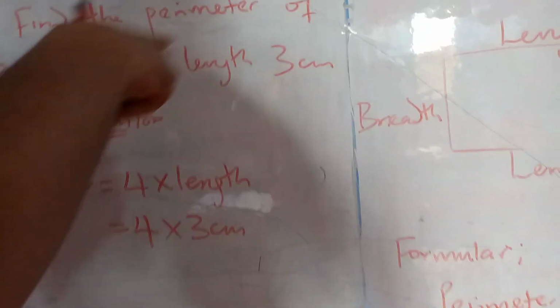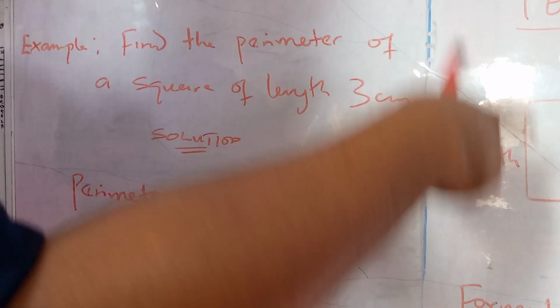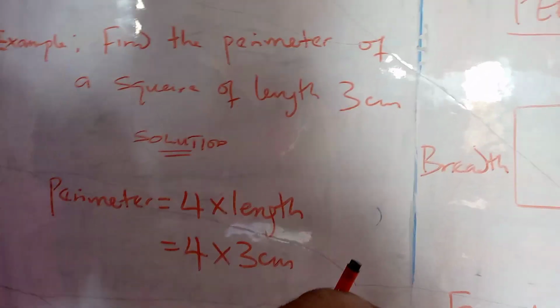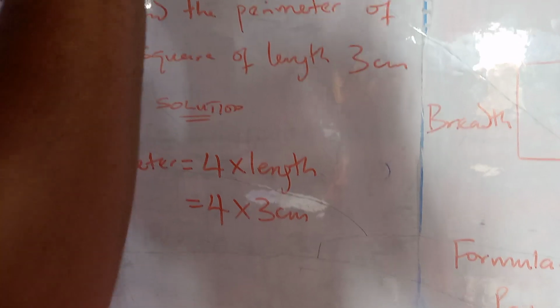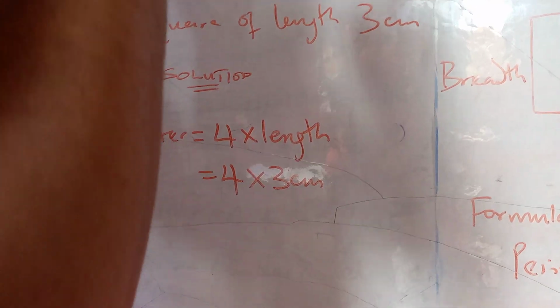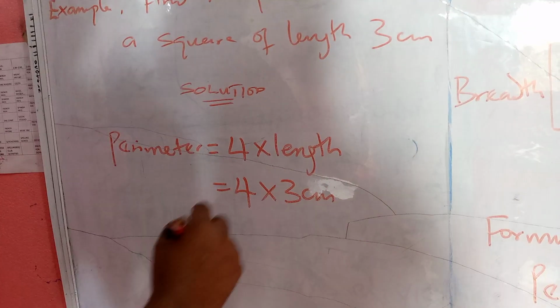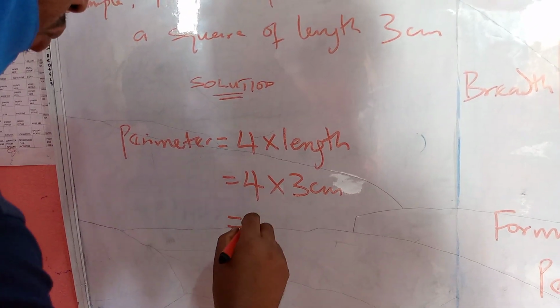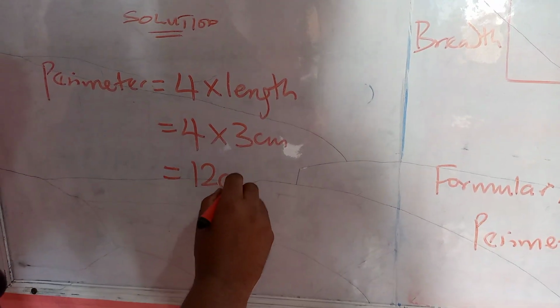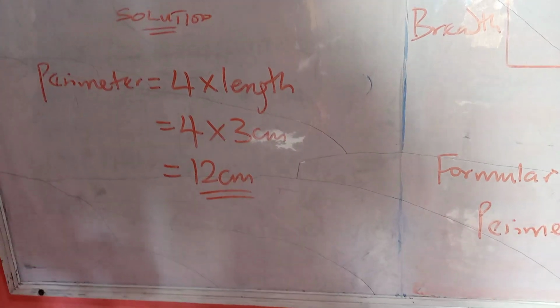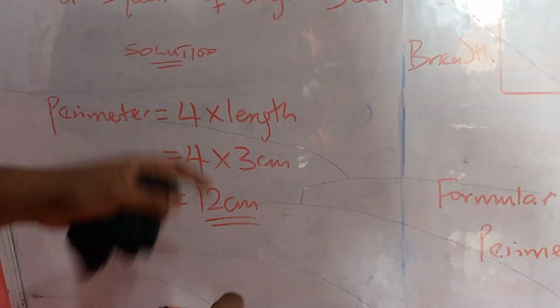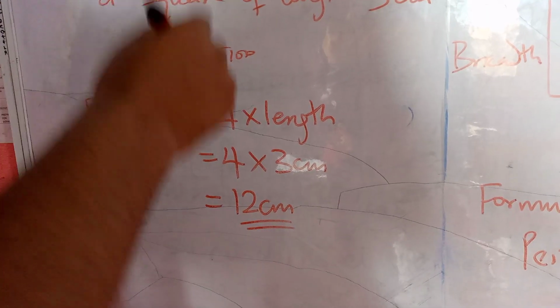You can see that here they did not mention breadth because they are talking about a square. Don't expect them to give you another dimension. Do you get it now? They will only give you one length, so they assume that you already know that they have the same length. So 4 times 3 will now give us what? 12. Then put your centimeter. Always put your unit.